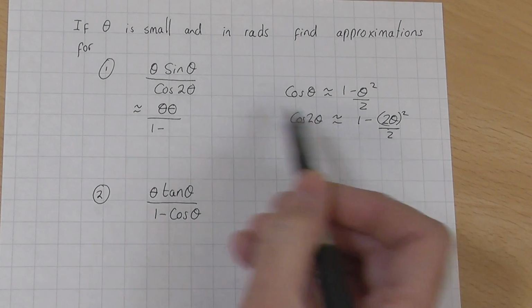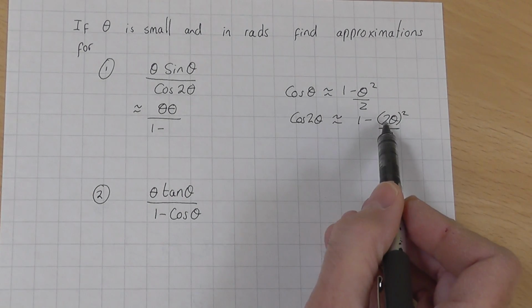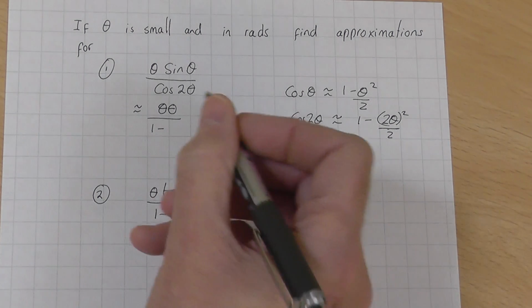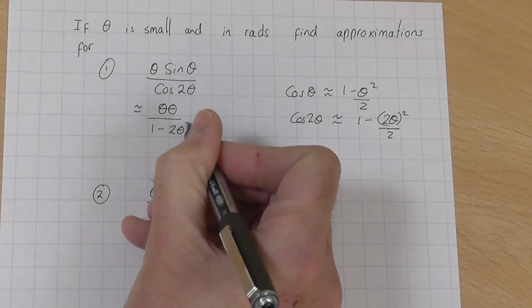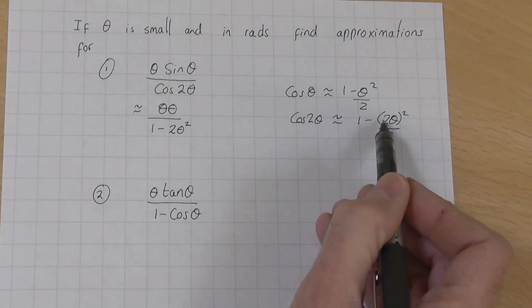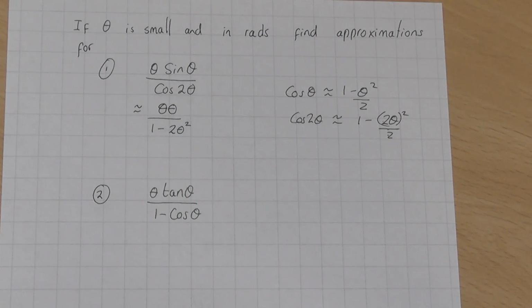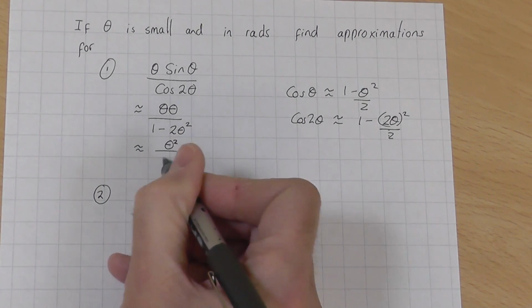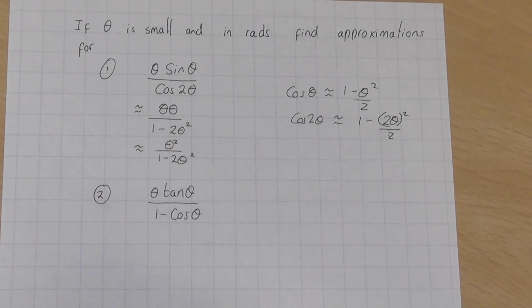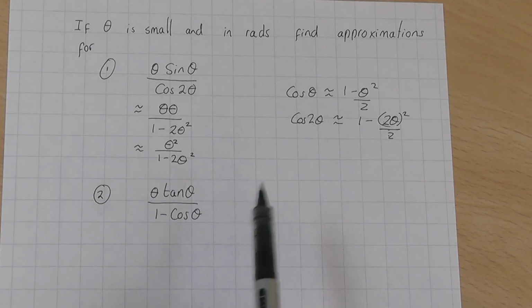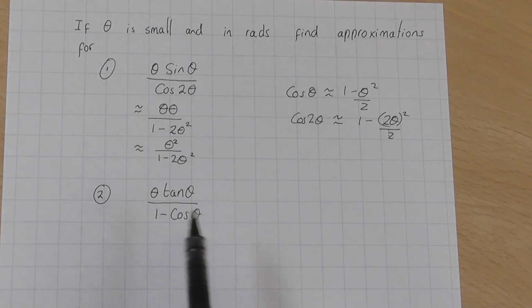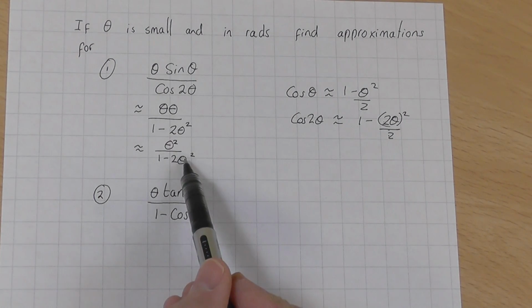So if you think about this, cos of 2 theta is going to be 1 minus, if you square 2 theta you're going to get 4 theta squared, shared by 2 you're going to get 2 theta squared. So you're going to get 1 minus 2 theta squared on the bottom line, because this is 4 on the top, 2 on the bottom, the 4 and the 2 will cancel. Just tidy this up, so this is approximately the same as theta squared on the top over 1 minus 2 theta squared on the bottom. And that's it. So if theta is small, measured in radians, that expression is about the same size as that expression there.